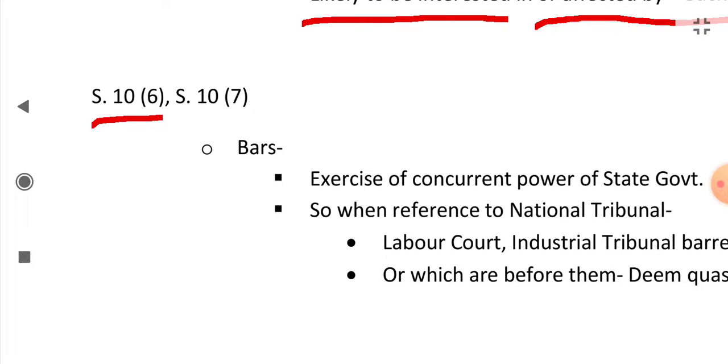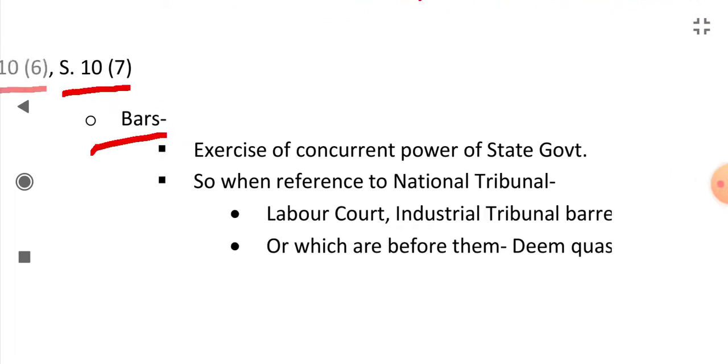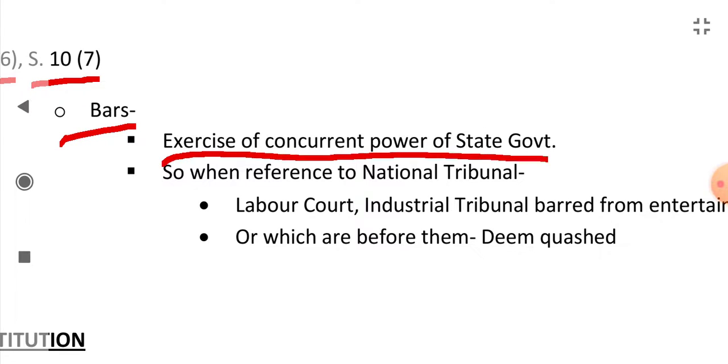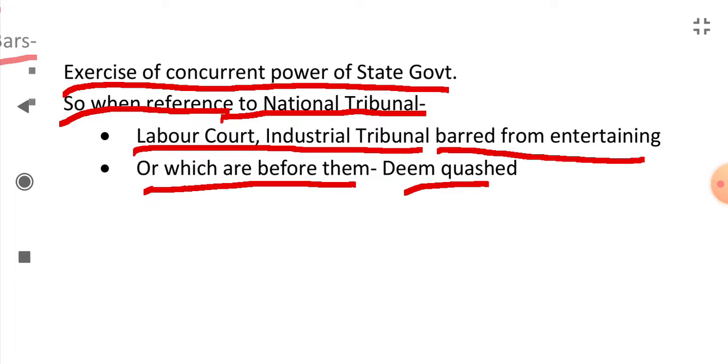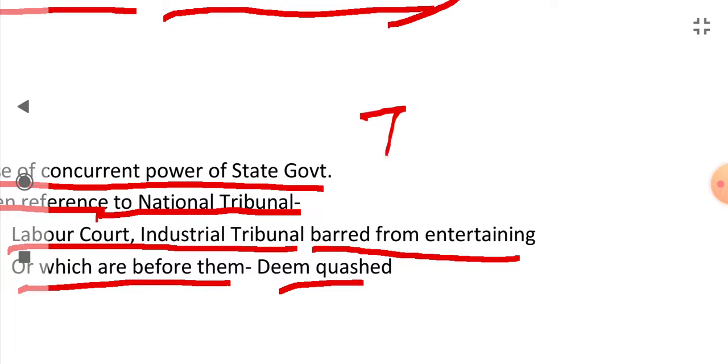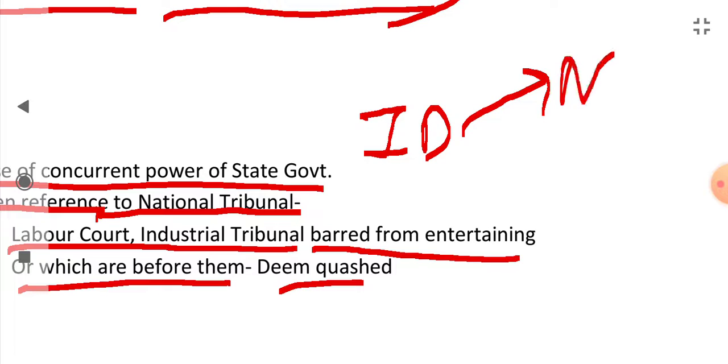Section 10(6) and Section 10(7) bar the exercise of concurrent power of the state government. It means when a reference of an industrial dispute is given to a National Tribunal, the labor courts and industrial tribunals are barred from entertaining it, or those which are before them are deemed quashed. What does it mean? If there is an industrial dispute and it has been referred to a National Tribunal, then the state government cannot refer it to any labor court or industrial tribunal.